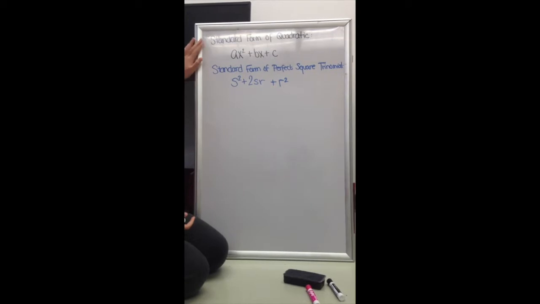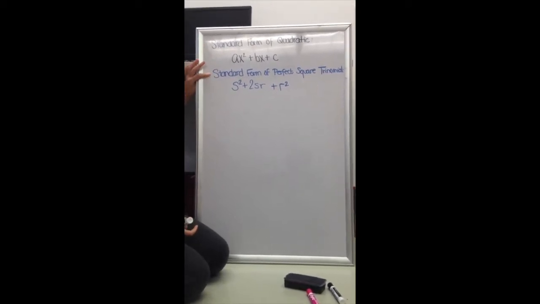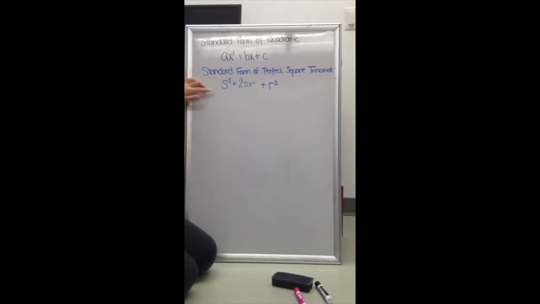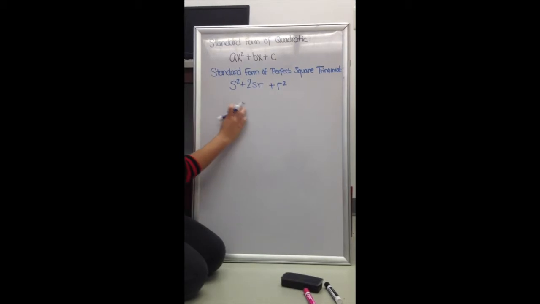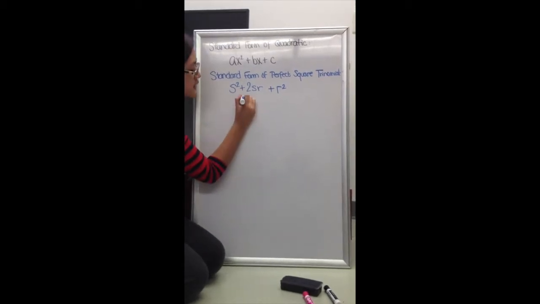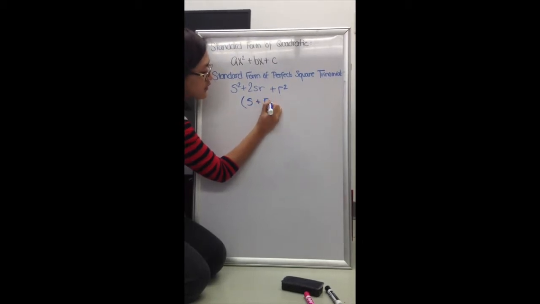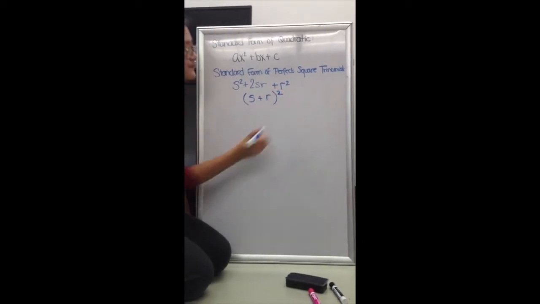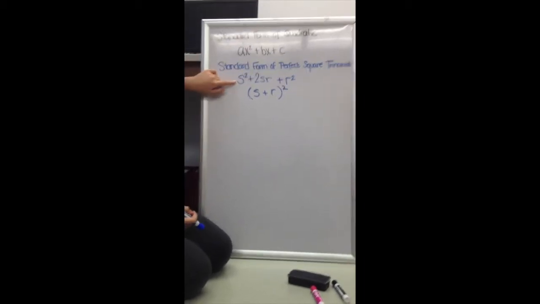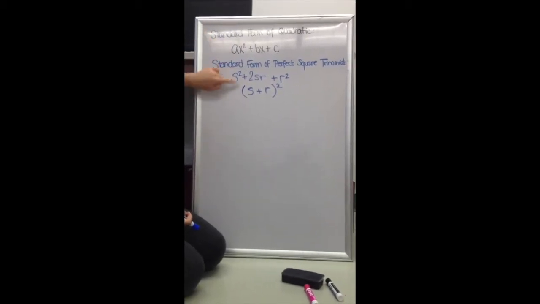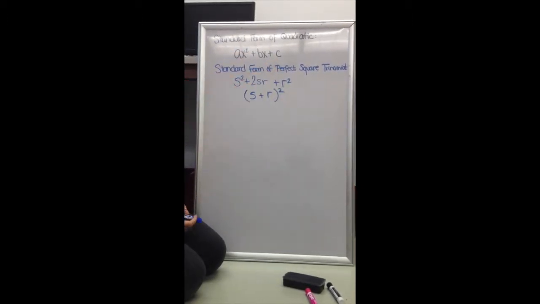The standard form of a quadratic is expressed as ax squared plus bx plus c, and the standard form of a perfect square trinomial is expressed as s squared plus 2sr plus r squared. So if you were to factor this perfect square trinomial, you would take the quantity s plus r, closed quantity squared. If this were applied to a quadratic equation, the s squared would be the value of a, 2sr would be the value of b, and the r squared would be the value of c.